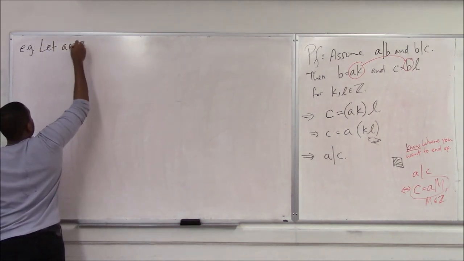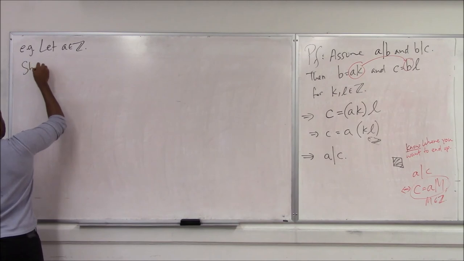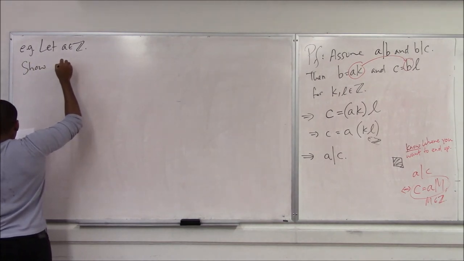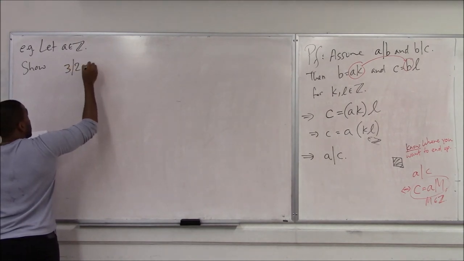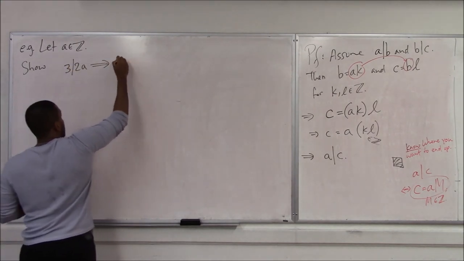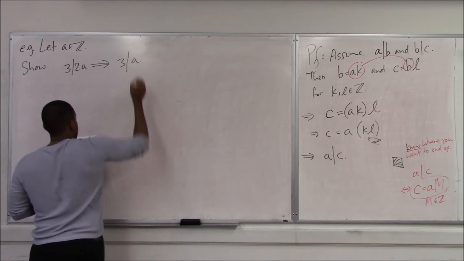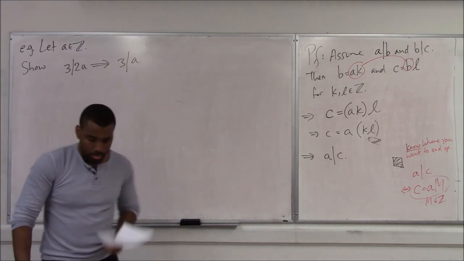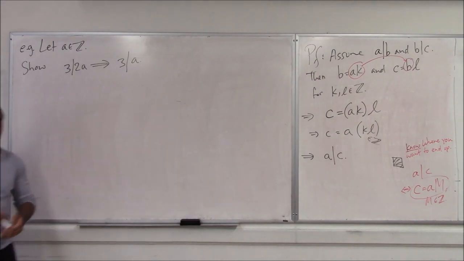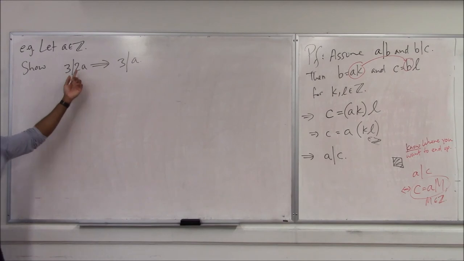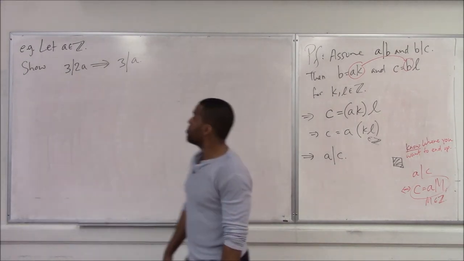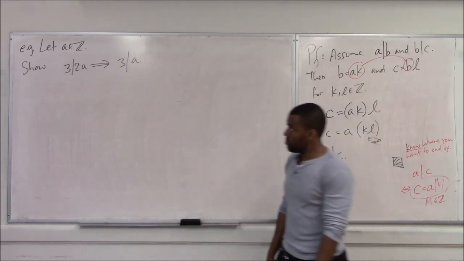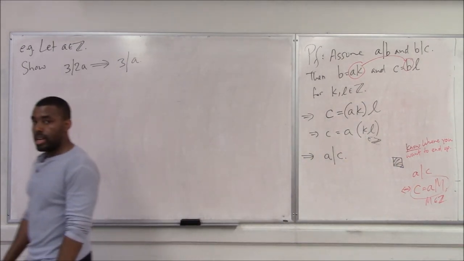Let a be an integer. Show that 3 divides 2a implies that 3 divides a. In other words, if 3 can divide into an even integer, it doesn't divide into the 2, so it obviously must divide into the other guy. Okay, ideas.